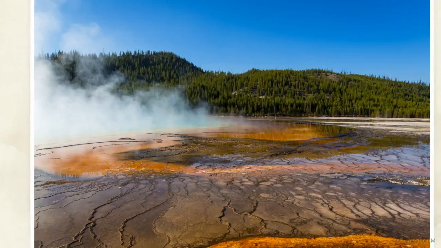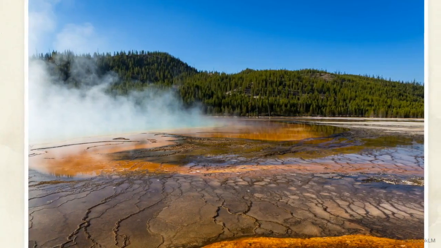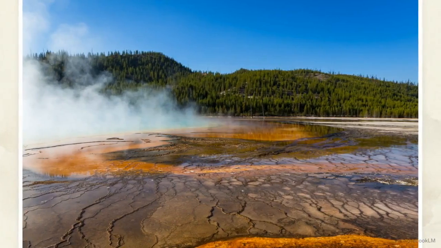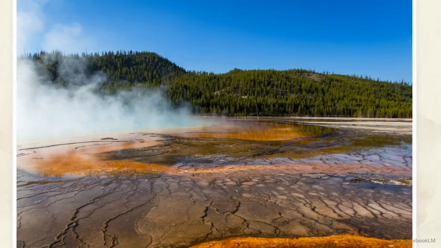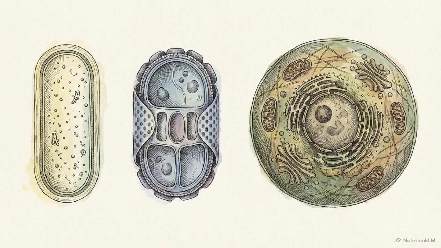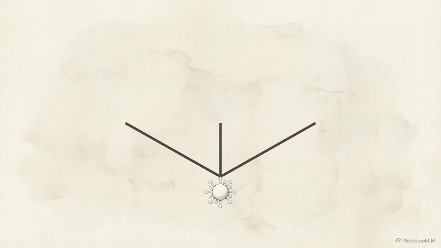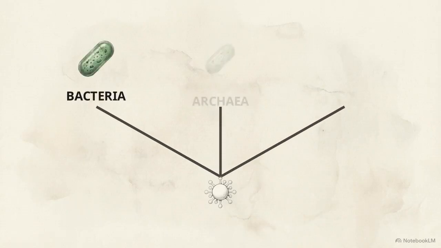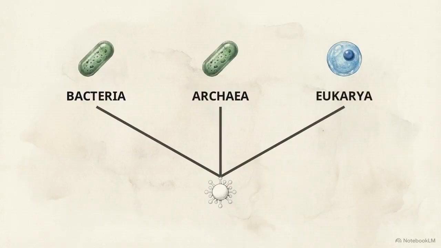By comparing these RNA sequences, Woese identified a group of methane-producing microorganisms, often surviving in environments like these boiling hot springs. Their genetic signatures revealed they weren't just unusual bacteria, but an entirely distinct ancient form of life. Woese named them archaea. This finding established a three-domain system, separating bacteria, archaea, and eukarya into three distinct evolutionary lineages.